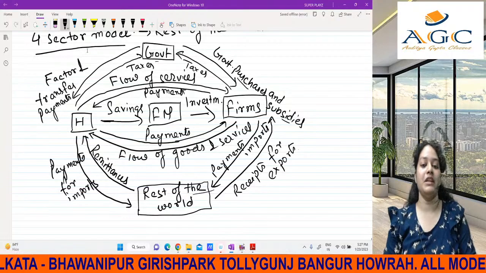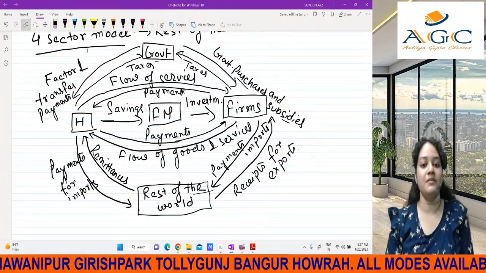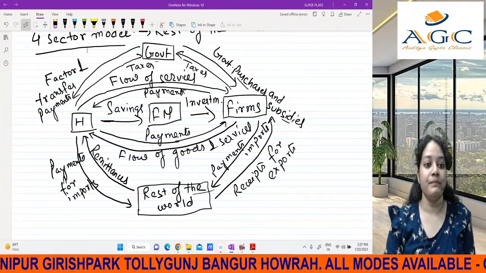Now we have completed our circular flow of income. We will be moving on to the sums, which is the next important part from this chapter.